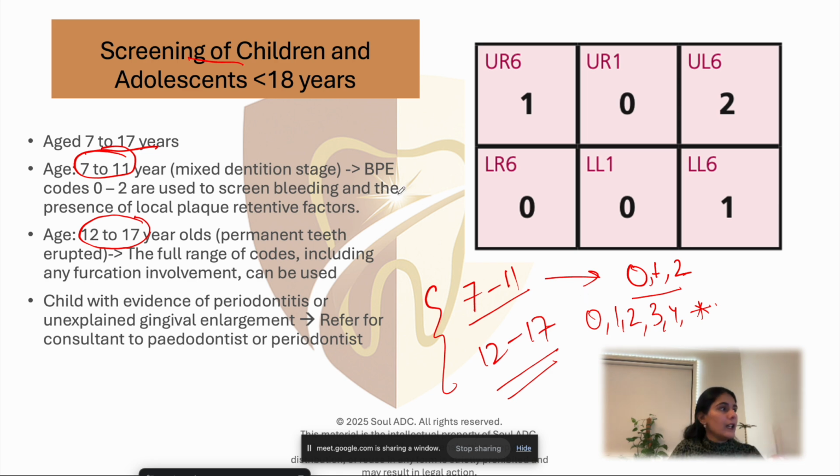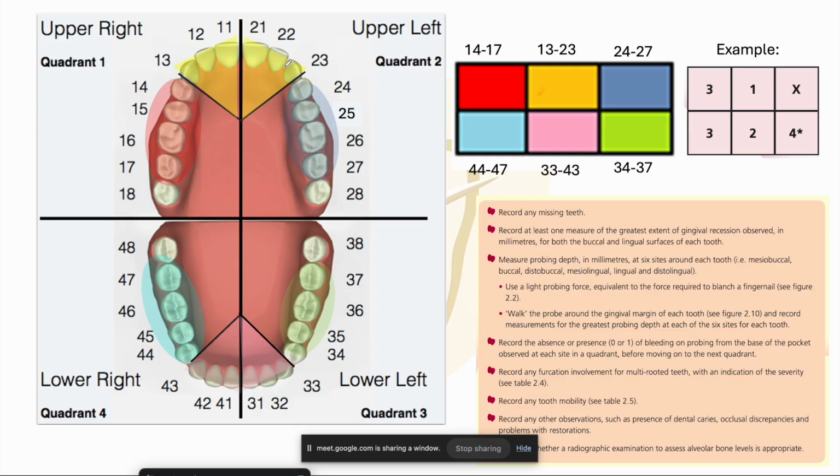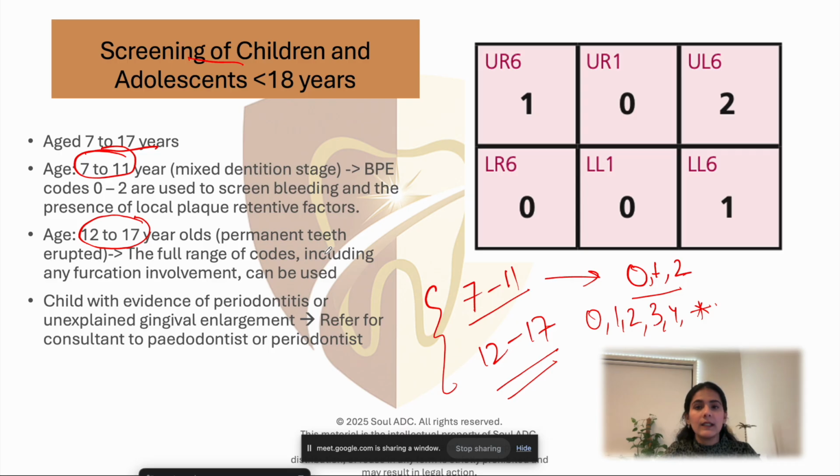Now, when we are talking on these, we are looking at specific teeth. In children and adolescents, we are not using all the teeth. Here, we were looking at all the teeth from all the quadrants. However, here we are going to look at specific locations only. That is the first molar. Then you look at your central incisor. This is also from the right side.